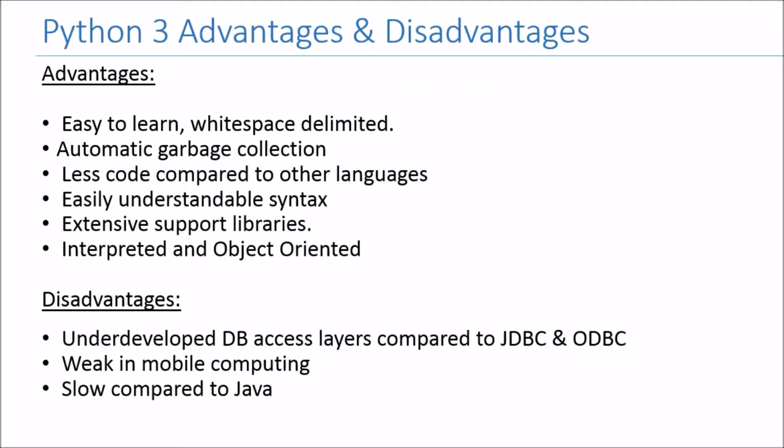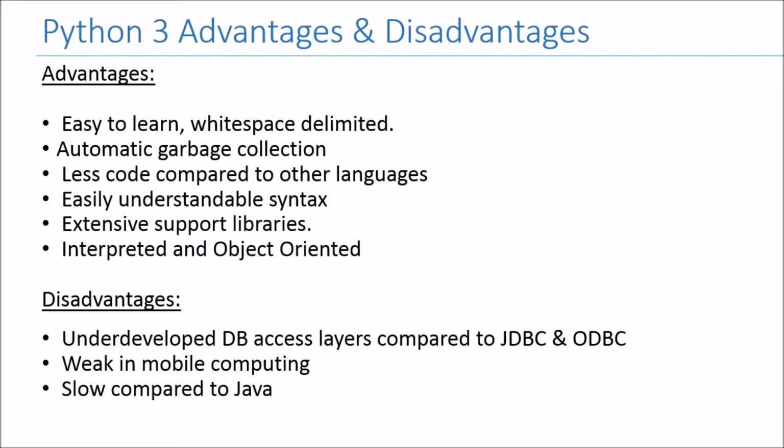Next, the support libraries. Python has a huge number of support libraries. We can use libraries for machine learning, data science. A few popular libraries are NumPy, SciPy, and Pandas, etc. Apart from this, Python also supports object-oriented programming, and it's a strongly typed and interpreted language.